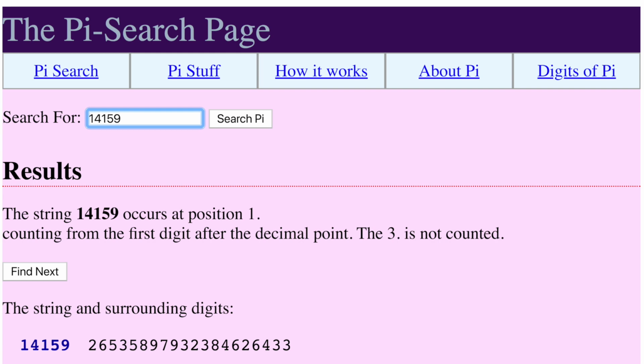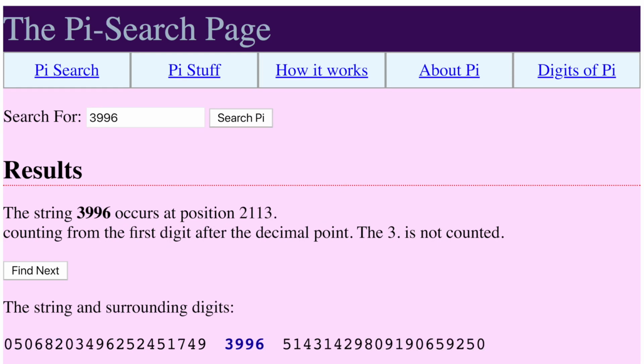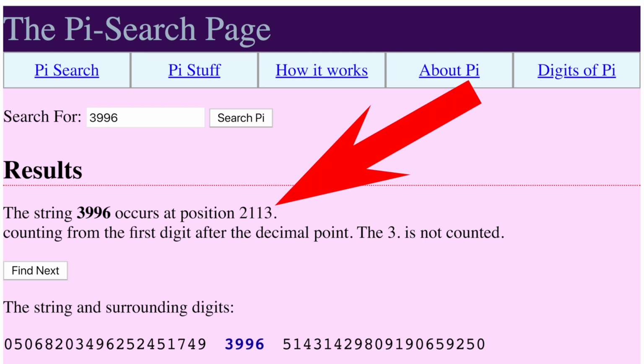The number pi is an irrational number, which means that it cannot be expressed with a simple fraction. It is also a non-repeating number, which means that certain strings of numbers can be found within the number itself. For example, the number 3996 first occurs at position 2113, hence the relationship between these two numbers.